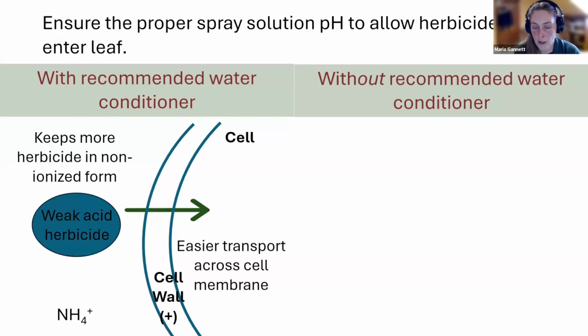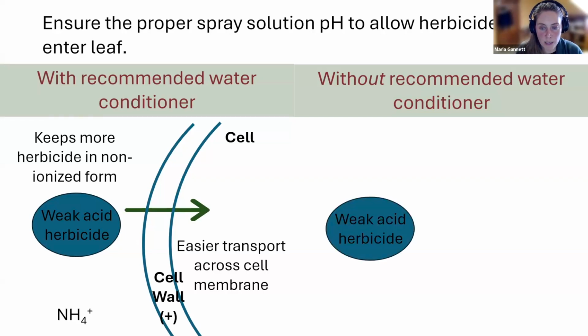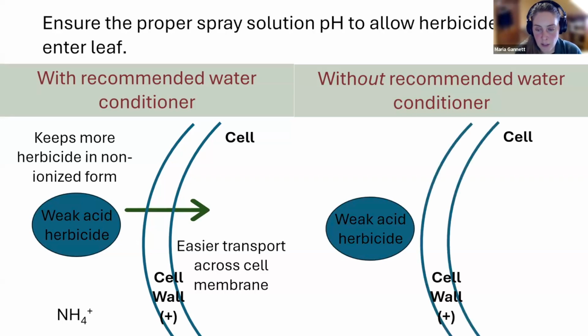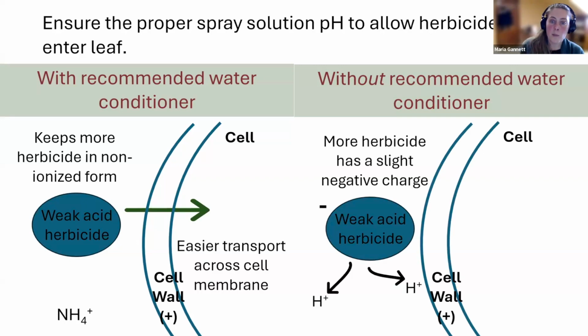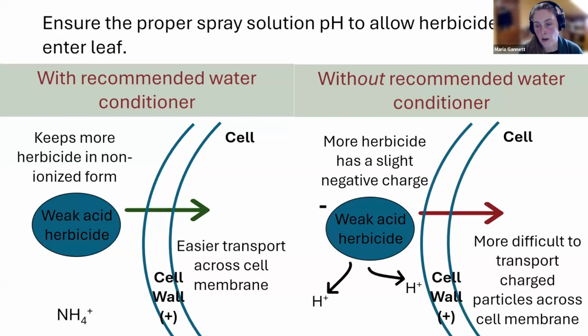Okay, if you don't add that water conditioner, you're still going to have that weak acid herbicide. You're still going to have that positively charged cell wall that you're trying to get through into the cell. But more of that herbicide is going to ionize into a slightly negatively charged herbicide active component and positively charged hydrogen ions. And because it has a slight negative charge, it's going to be really hard to transport that across that positively charged cell wall. And so you'll just get less herbicide product actively working to kill your weeds. So that's why pH matters.